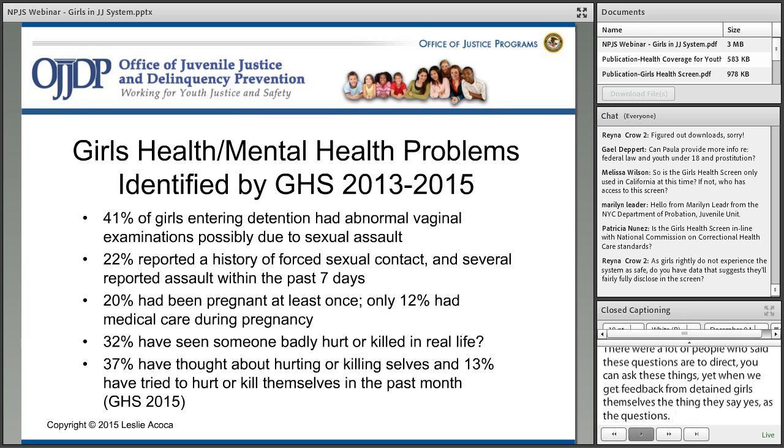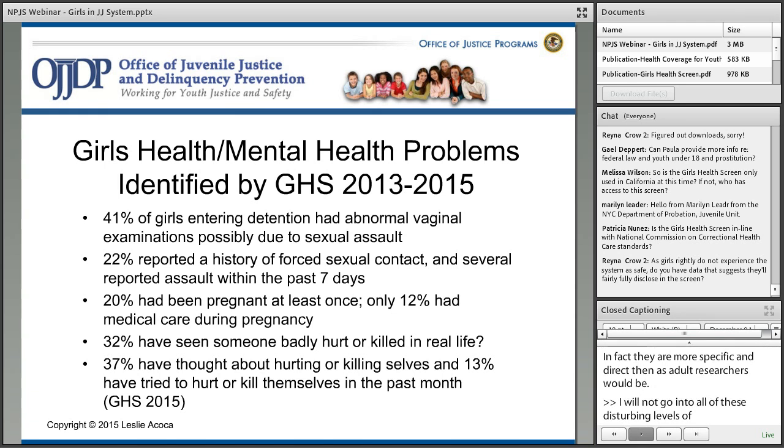I won't go into all of these disturbing levels of problems that we see, except to indicate that I think we have to redefine trauma in terms of real-time information and experience of girls. Something that I didn't expect is the 32% having seen someone badly hurt or actually the wording in the questionnaire, I believe, is murdered in real life. The environmental violence, apart from the individual violence, is something that is very significant. And the very, very high percentage of girls who are identifying self-harm just as they get into detention should really give us pause and should make us want to identify these problems as early as possible.